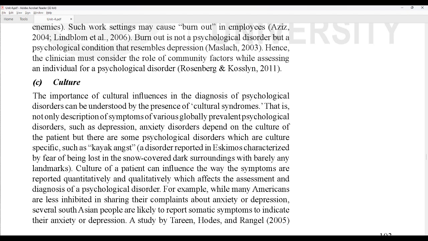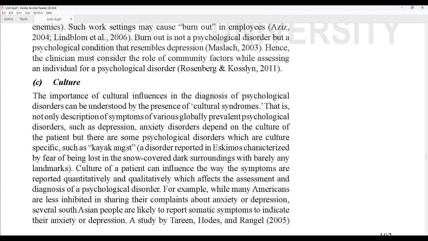Burnout is not a psychological disorder but a psychological condition that resembles depression. Maslach, 2003. Hence, the clinician must consider the role of community factors while assessing an individual for a psychological disorder. Rosenberg and Koslin, 2011.